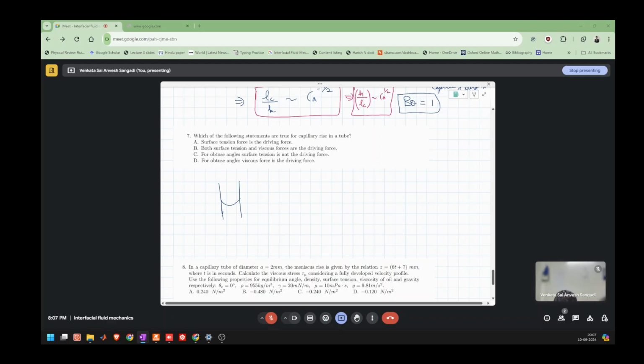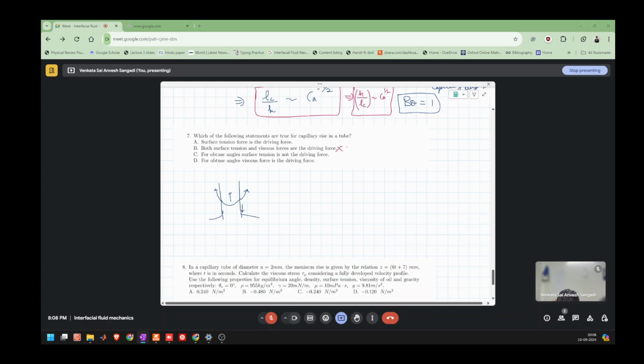When the meniscus is rising, we have the surface tension force which points in the upward direction, and the viscous force acts in the direction opposite to the direction of velocity. As the velocity is upwards, the viscous force is downwards. Therefore, option B is untrue.